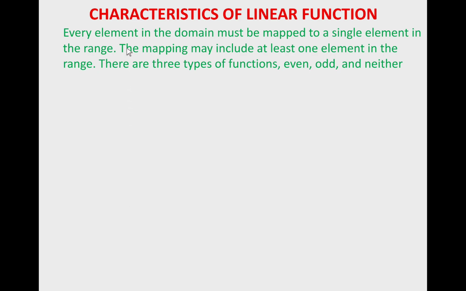Every element in the domain must be mapped to a single element in the range. And this is one of the conditions for a function. The mapping may include at least one element in the range. That means the range can be onto, meaning we map to every element, or we can map to some of the elements. Even one element would be more than enough to map to. There are 3 types of functions: even function, odd function, and neither even nor odd. We will just use neither for them.